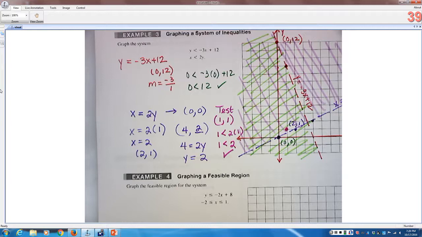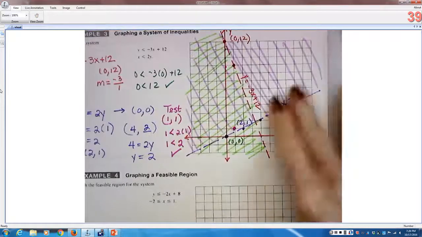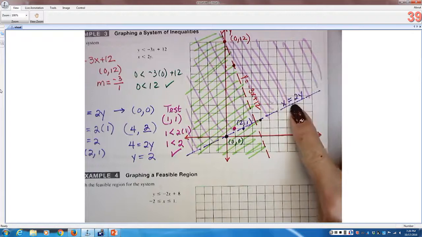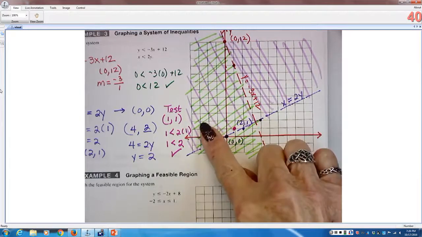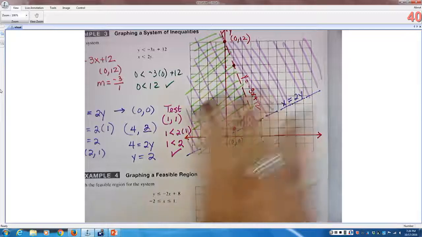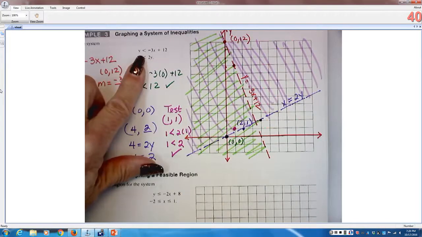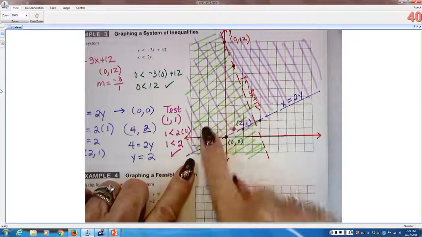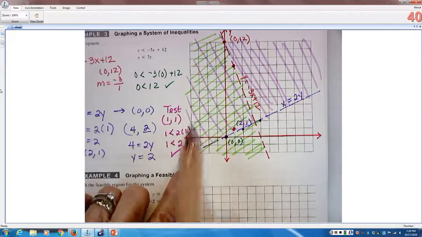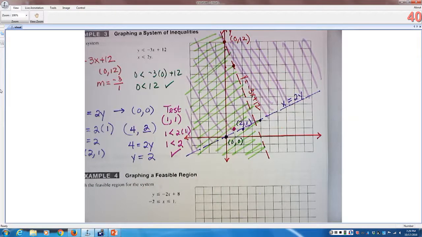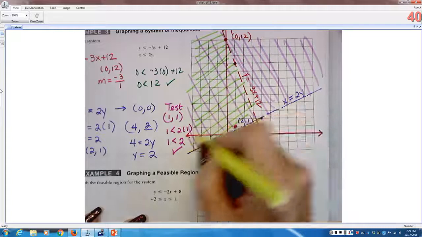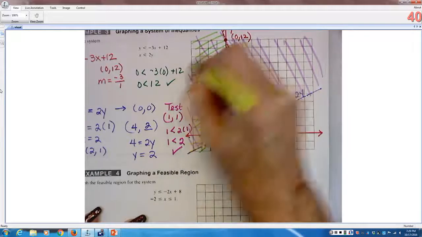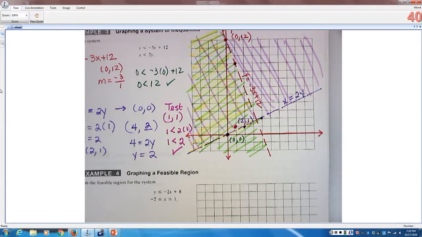Now, take into account that these are solutions to x is less than 2y, just like these are. And these are all solutions to y is less than negative 3x plus 12. But the only place this overlaps is in this area right here, where you see both purple and green. So that's actually your final solution, is this area here where this all overlapped. You wouldn't have to do any extra shading as long as you shade it to where you can see that it's overlapped. But that is the solution region right there. Okay? It's this part in this corner.